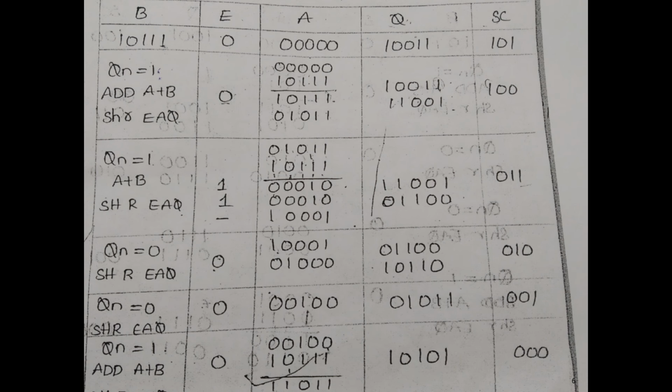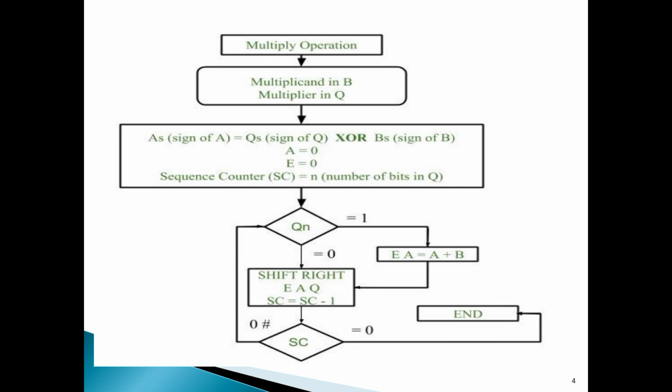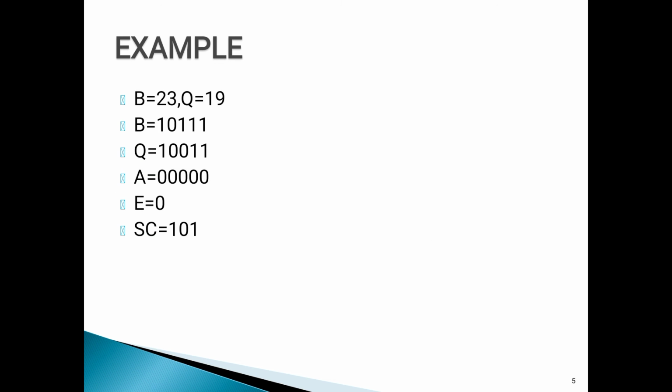After writing the initialization, just follow the flow chart. After performing the initialization, check the Qn value. What is the Qn value? How to check the Qn value? That is the least significant bit of the multiplier. What is the least significant bit of the multiplier? That is 1.